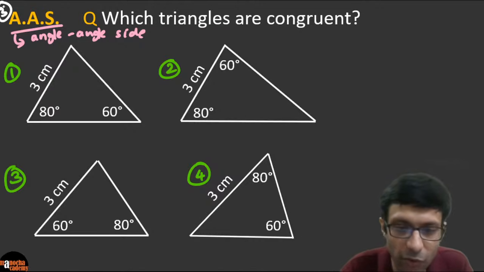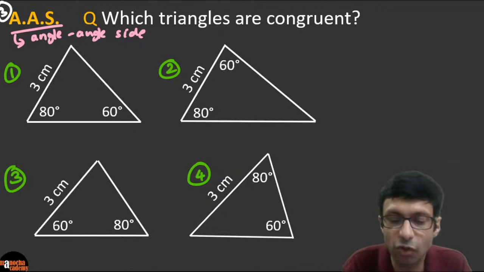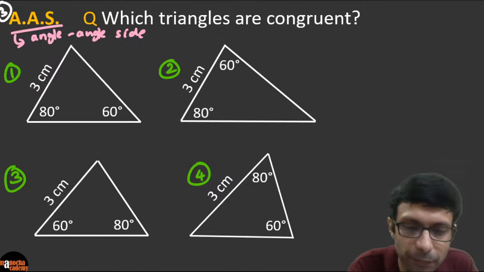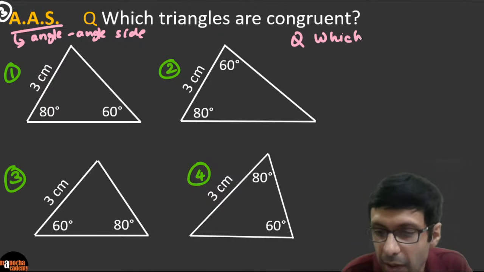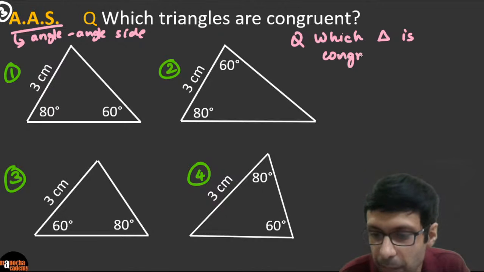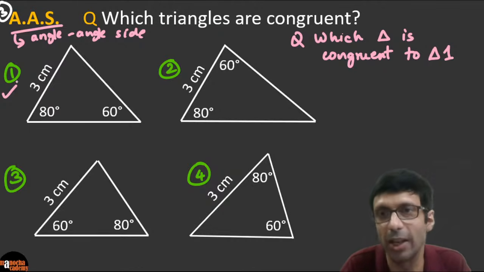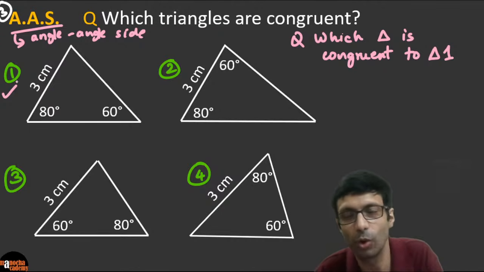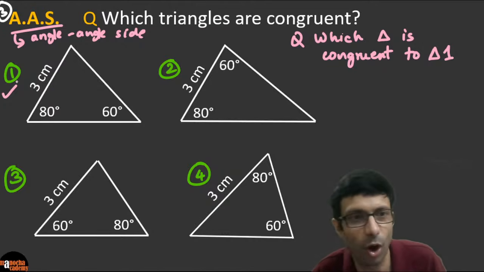So let's make it simple. Which triangle is congruent to 1? Let's not complicate things here. The question is which triangle is congruent to triangle 1? Triangle 1 means this one. Not about 2, so you don't have to match each pair. Just check 1, is it congruent to 2, 3, or 4? Come on guys, I want all of you to try.